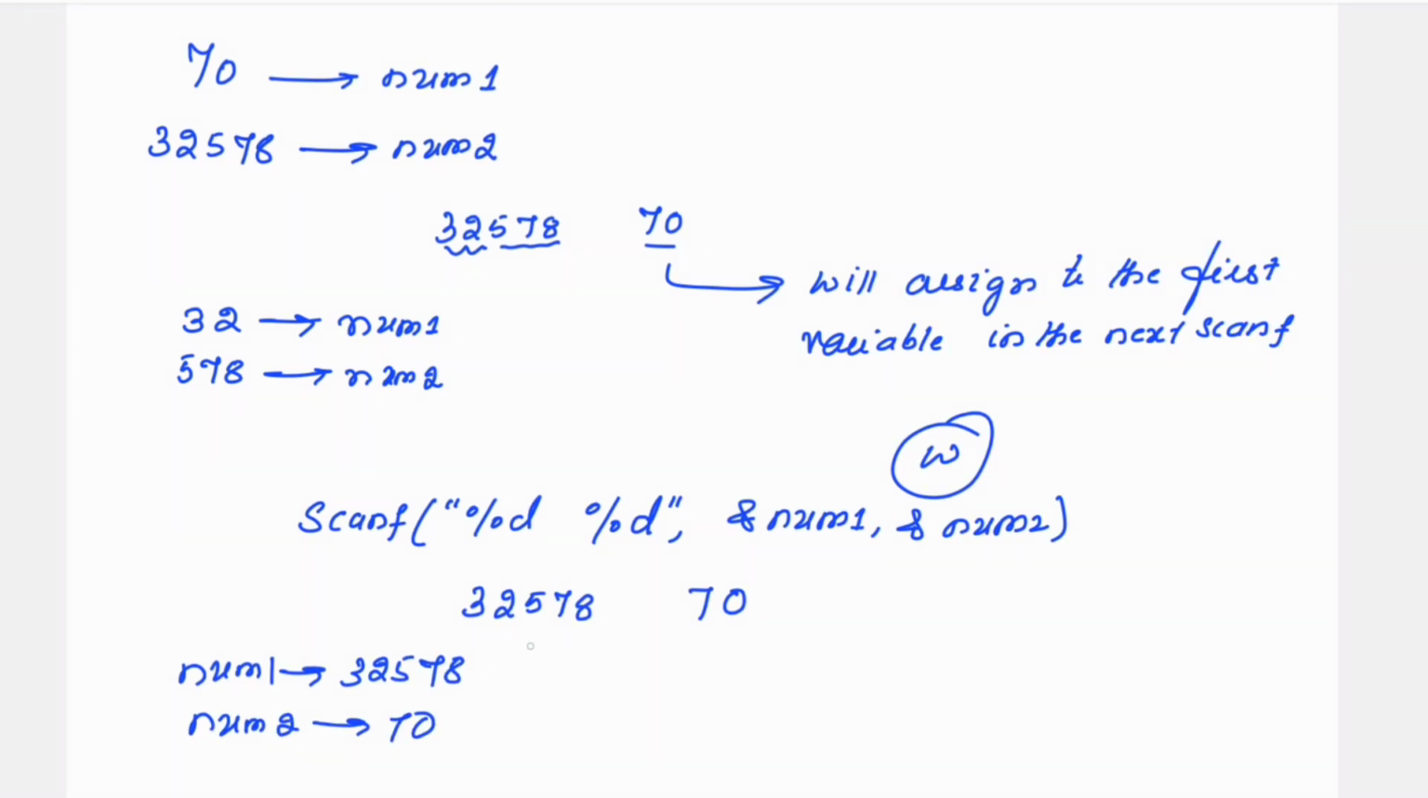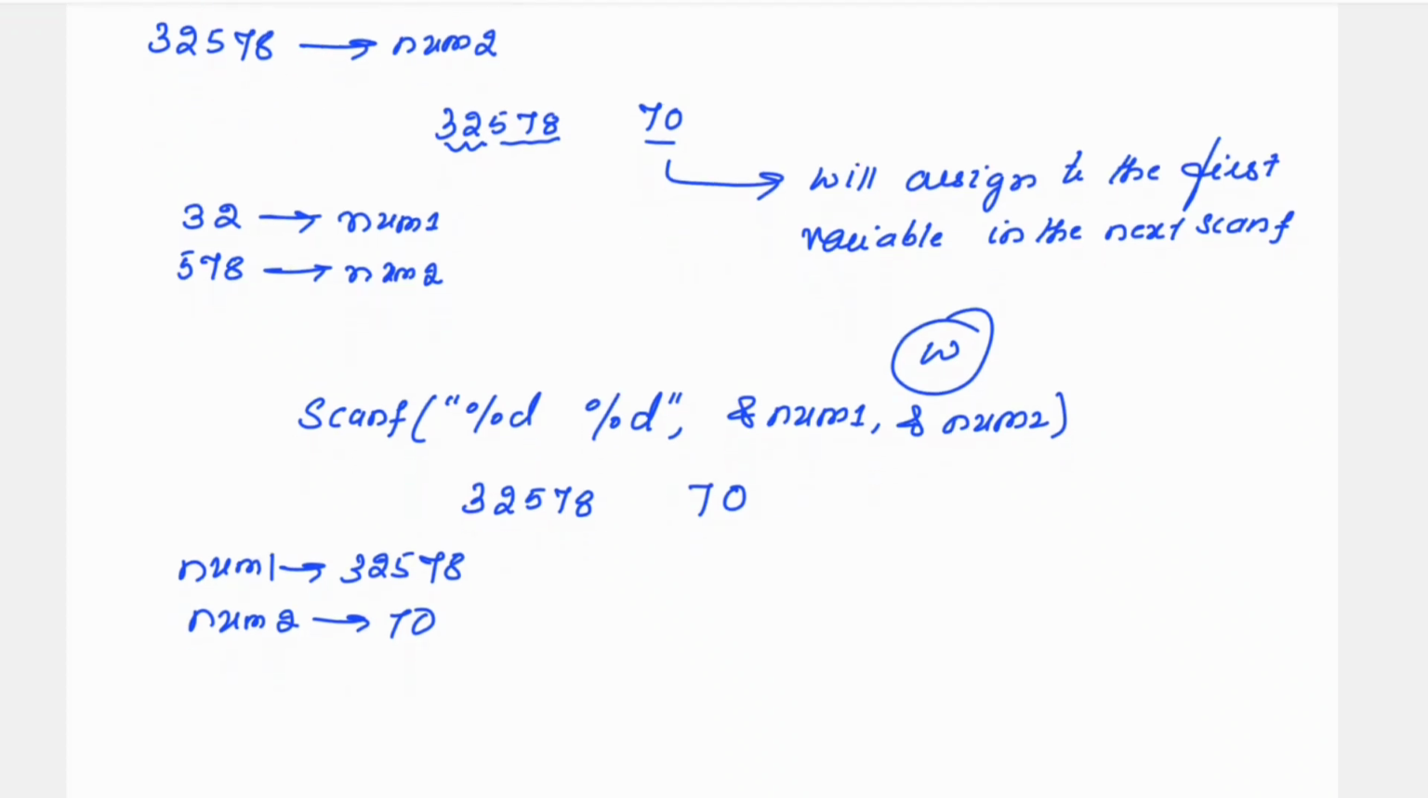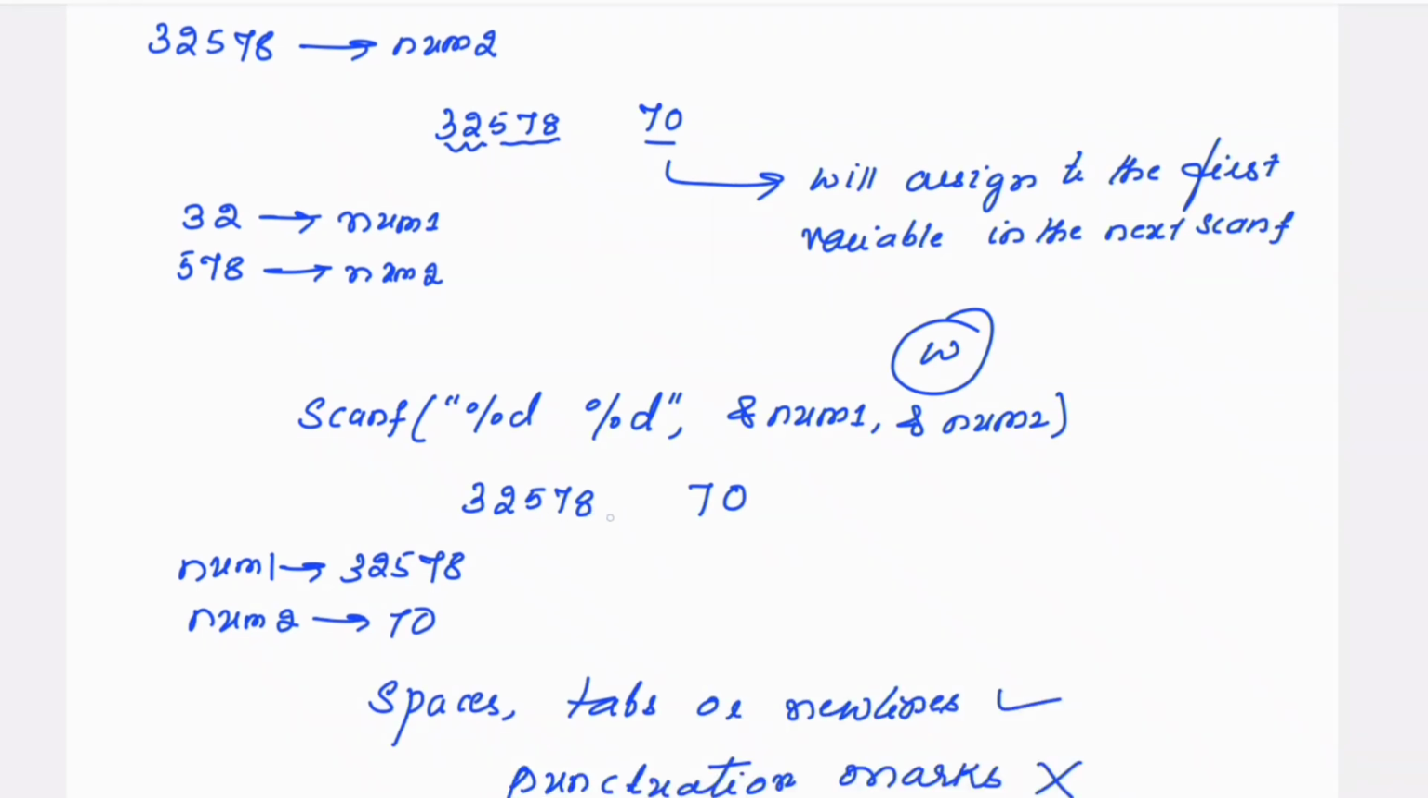Whatever data you are giving in the input during runtime has to be separated by spaces, tabs or new lines. Do not use punctuation marks. Here I have given a tab. So use either space, tab or new line whenever you are giving more than one data.